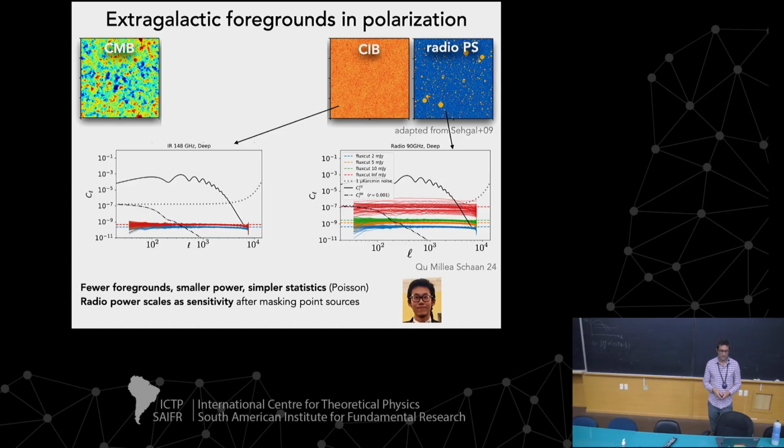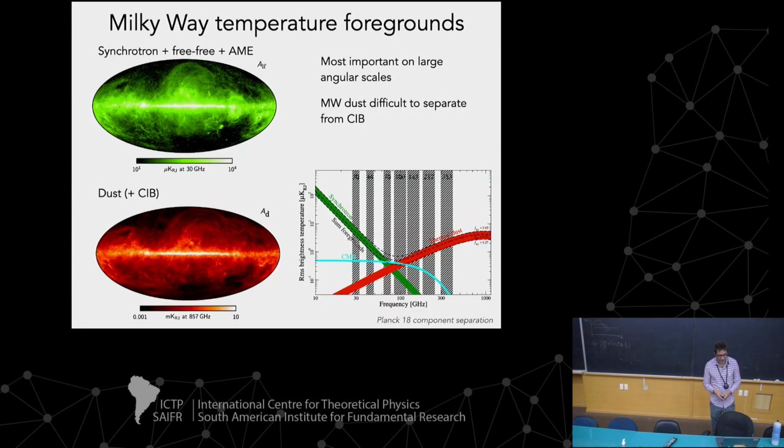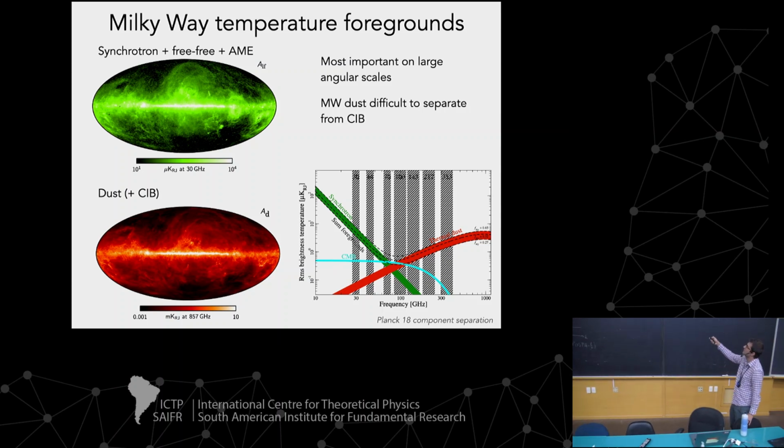Moving on to Milky Way foregrounds as opposed to extragalactic foregrounds. Now, once you look at a map of the sky for those Milky Way foregrounds, you clearly see a dependence on where you're looking. And so this is the Milky Way plane. There's pretty much no hope of seeing the CMB through this because the emission is so bright.